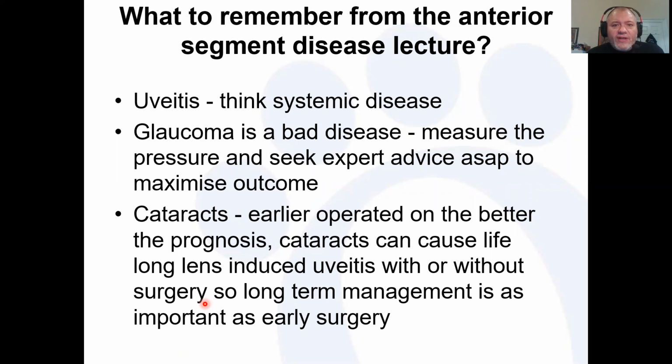So just a quick summary before we finish the anterior segment lecture. Uveitis, always think systemic disease. Glaucoma is bad news. You need to be able to measure the pressure and to be able to seek early expert advice as to which direction to take. Cataracts, the earlier operated, or certainly the earlier assessed, the better. What we're really battling with cataracts is this development of lens-induced uveitis, because once developed, it really is there for life, and most of these patients would then need long-term, if not lifelong, management. This is important as early surgery gives good outcomes.